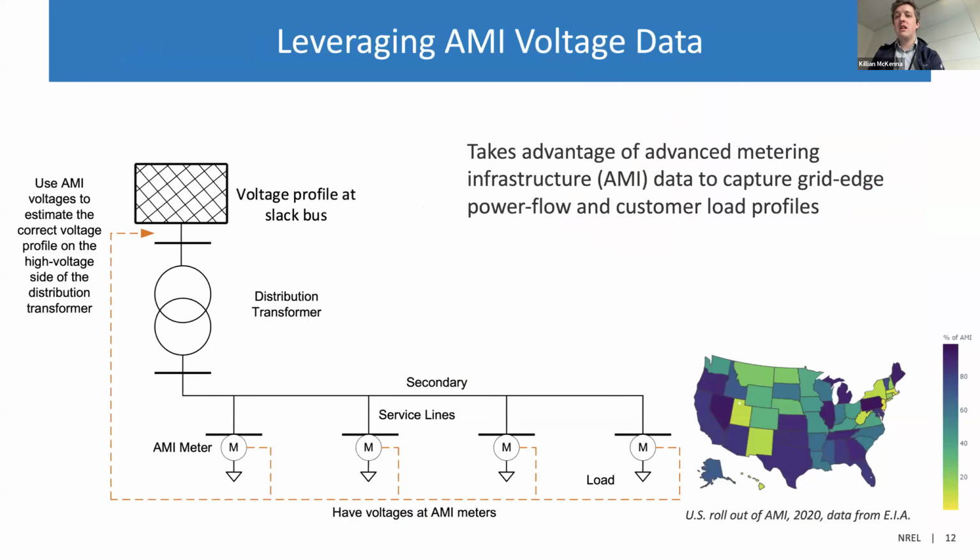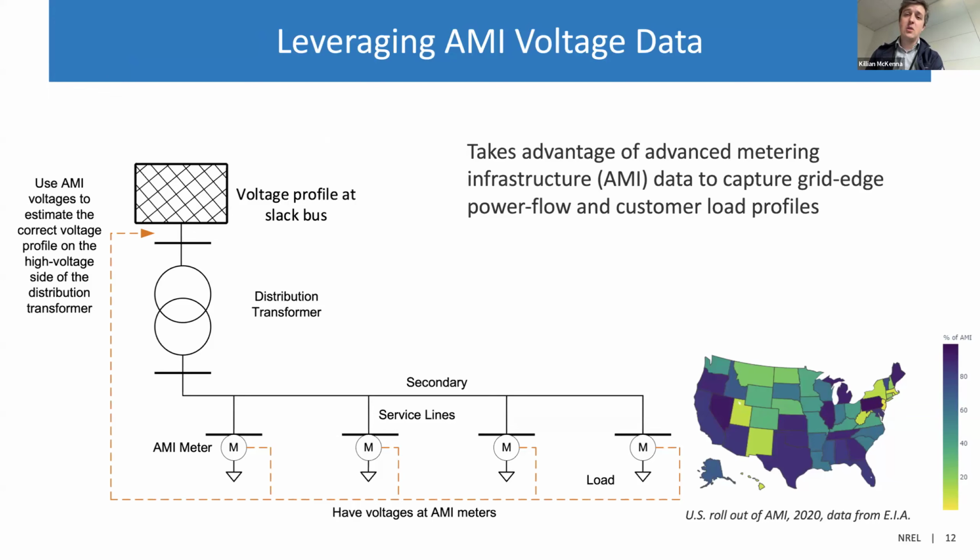One thing that was really exciting on PRECISE was leveraging advanced metering infrastructure data, or smart metering data, to capture power flow and capture voltage. Increasingly in the US, the AMI rollout has been really strong. This, in the bottom right-hand corner, is actually data from 2020. With more recent data, most utilities have a pretty good smart metering data infrastructure and coverage right now, and most of the smart meters are able to capture voltage data as well.